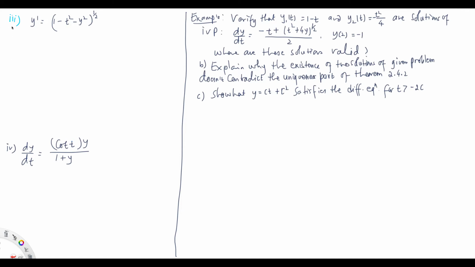Example number 3 here is the same question. So what you want to do is find the interval where the solution of this exists and is unique. Okay, that's what you want to do. The previous examples were linear differential equations, right? But this is not a linear differential equation. For the non-linear differential equation, you need to use theorem 2.4.2. That's the theorem that you will be using for the existence and uniqueness of this problem.